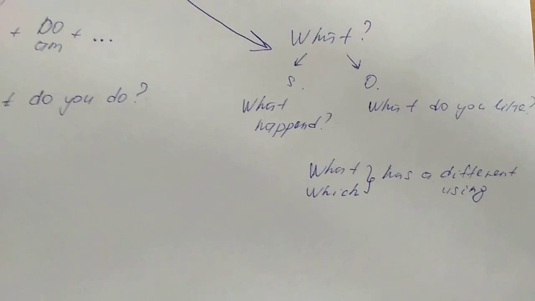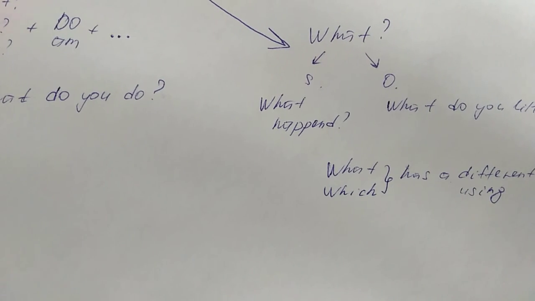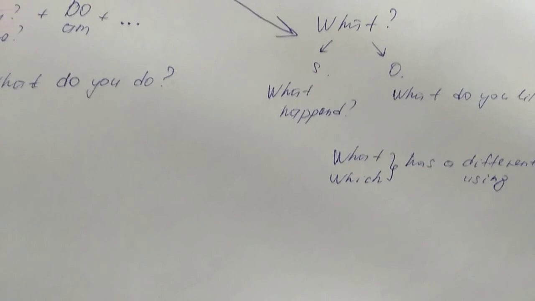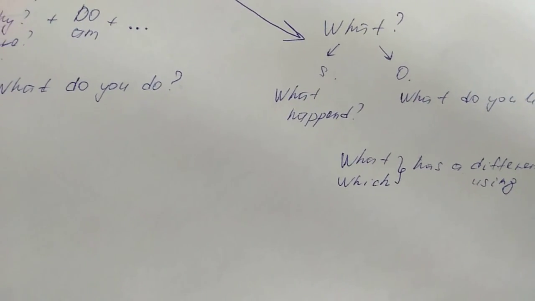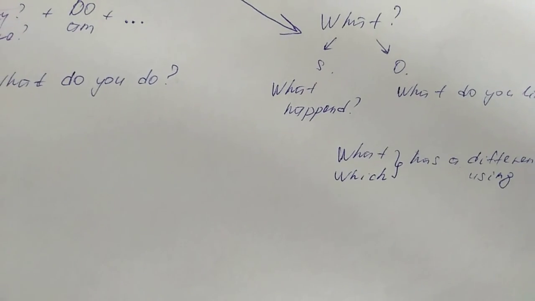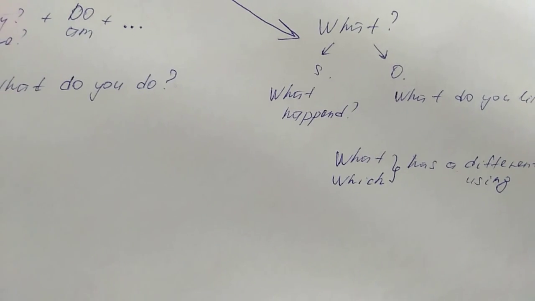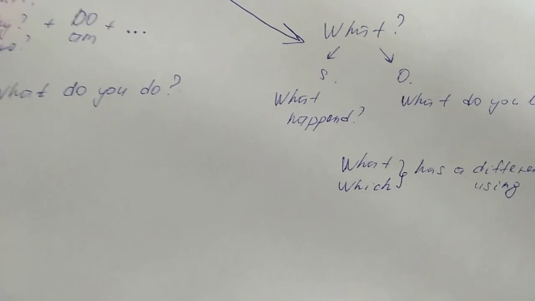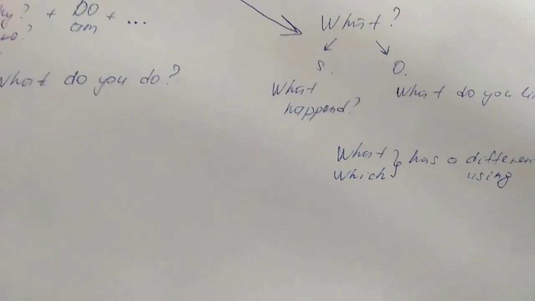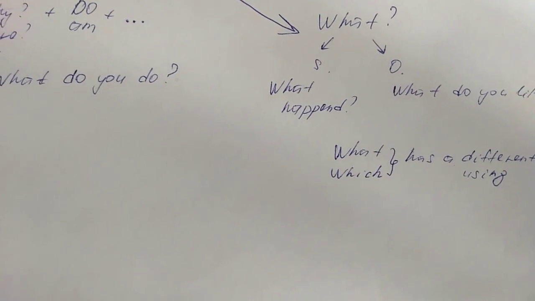Next, we can talk about the difference between what and which. What we can use for all, and which for only several variants. For example, which is the longest river, Mississippi or Nile? And for example, with what: what is the longest river in the world? So we can use what for all and which for several.